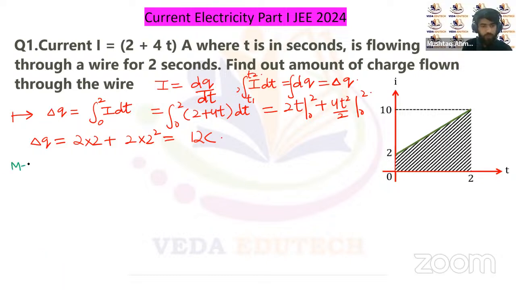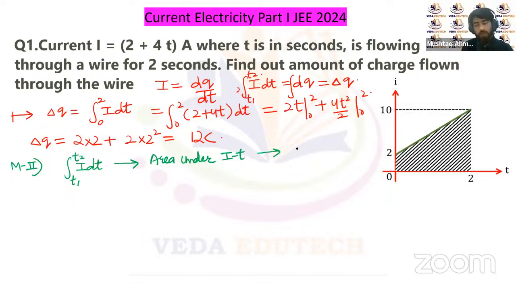Another very important method is the graphical method, using the current versus time graph. We know that the integral of I dt with limits t1 to t2 represents the area under the current-time graph. And the area under the current-time graph gives the total charge flown, that's delta Q. So if we find the area under the current-time graph, we'll get the total charge flown through the circuit.